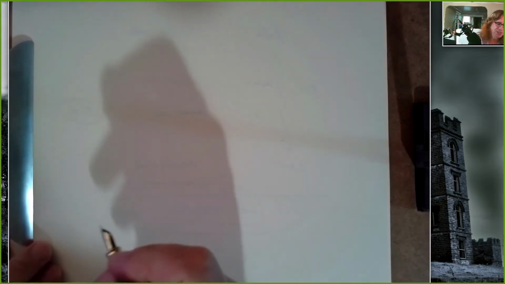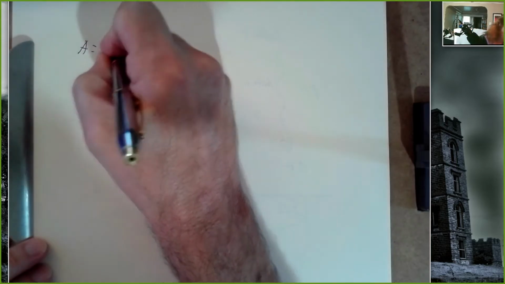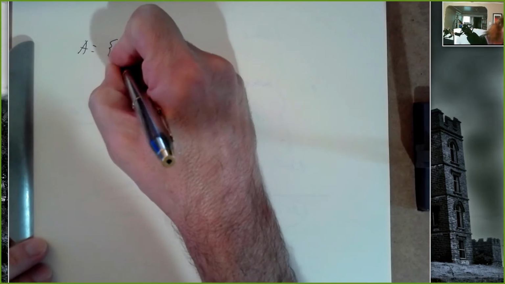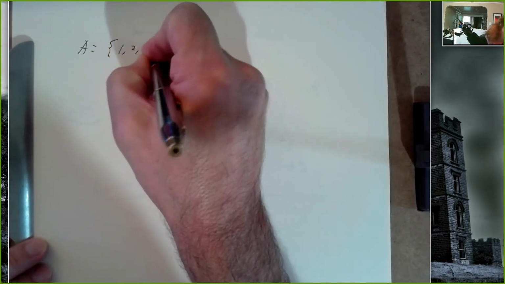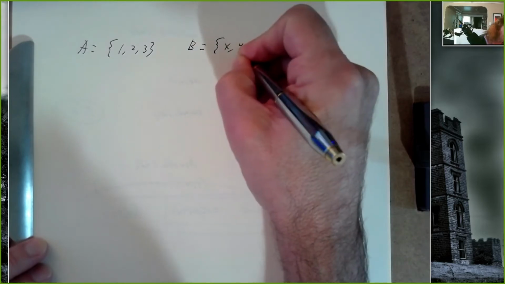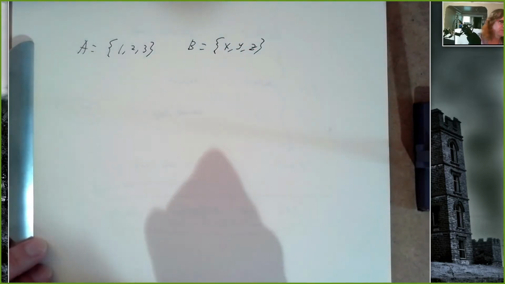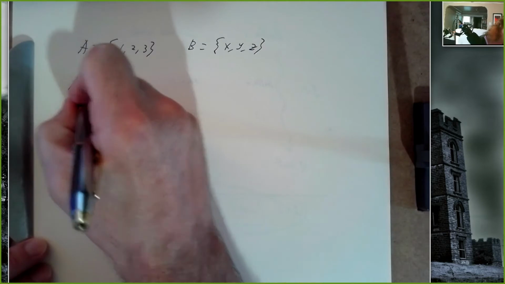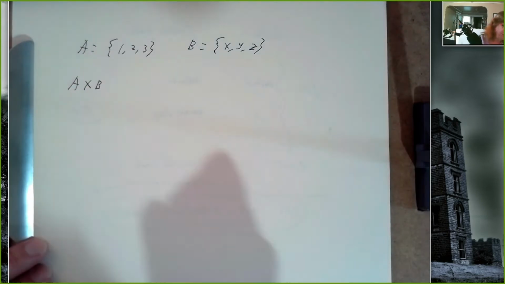So there's something called the Cartesian product of sets, and it works like this. It's basically taking combinations of pairs of things. So let's suppose I have a set A which contains the numbers 1, 2, and 3, and I have a set B which contains the letters X, Y, and Z. So there's a way to combine these which is called the Cartesian product.